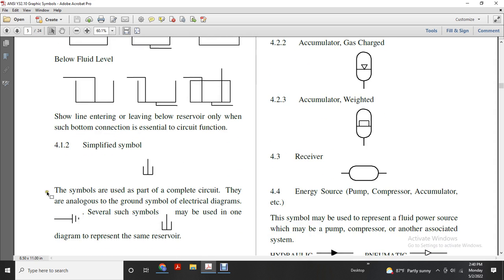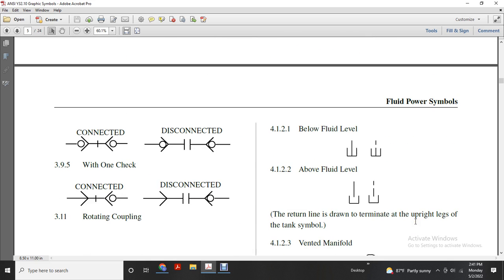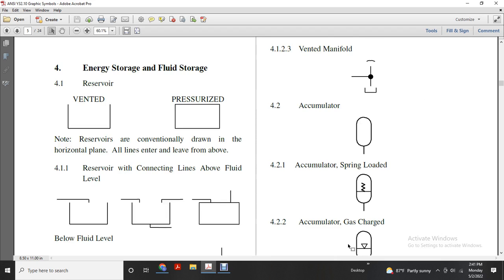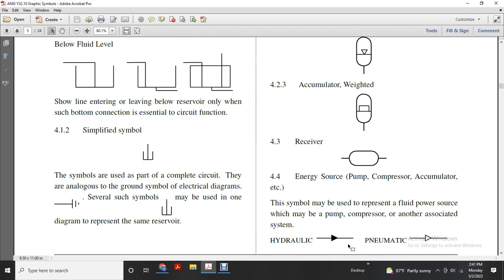Simplified symbol. These symbols are used as part of the complete circuit, but they are analogous to the ground symbol of electrical diagrams. Symbols such as these may be used in one diagram to represent the same reservoir. Below fluid level, above fluid level, the return line terminated with the upright legs of the tank symbol, vented manifold, accumulator spring loaded, accumulator gas charged, accumulator weighted, receiver, energy source, pump, compressor, accumulator, etc.